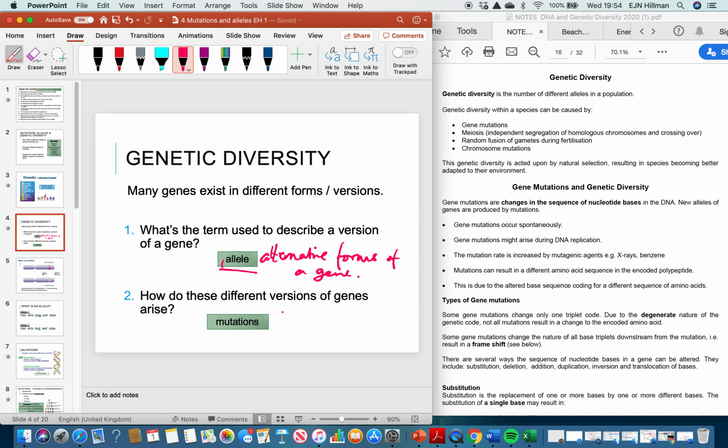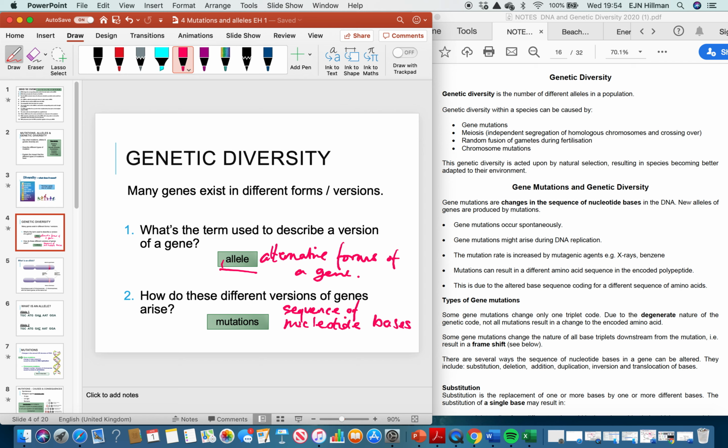Now we know that a gene is essentially a sequence of nucleotide bases which code for the sequence of amino acids in a polypeptide. And if you weren't sure about that, look back through the transcription and translation videos that I posted last night.